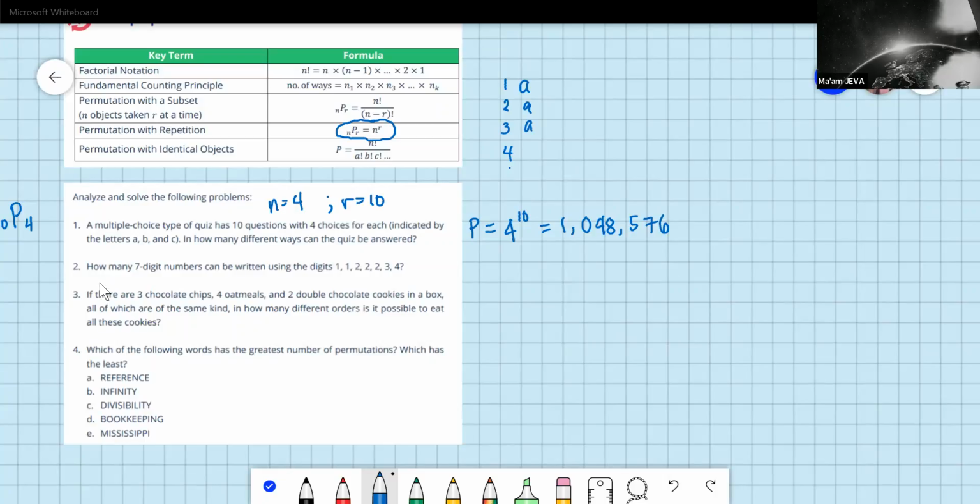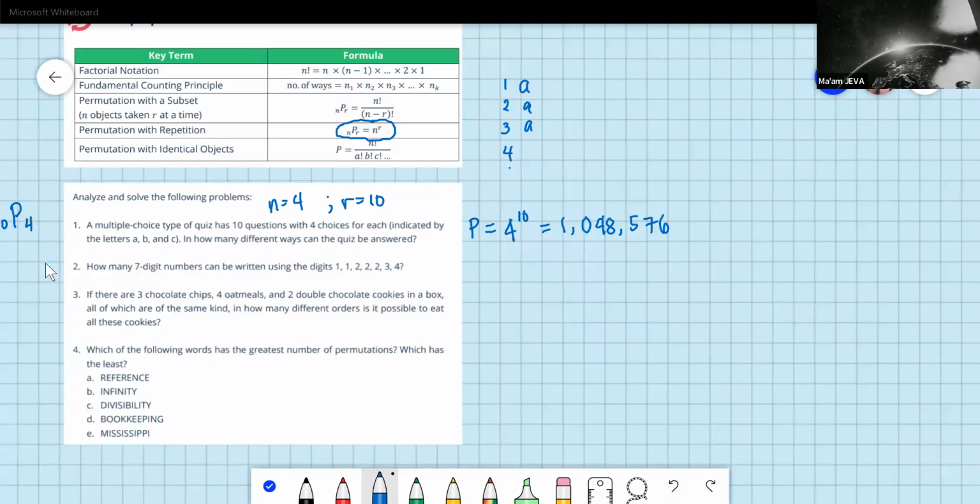Okay, number 2. Though the problem did not indicate whether choices can repeat or not, it is very clear that in multiple choice or in a quiz, it is possible for your choices to repeat. It is possible that letter A or letter B is the answer to all the questions. Number 2, any idea?